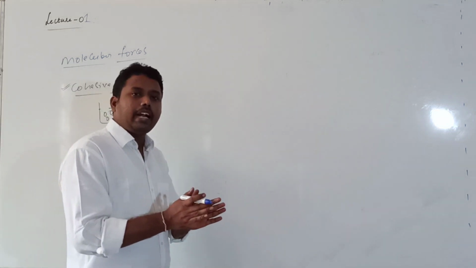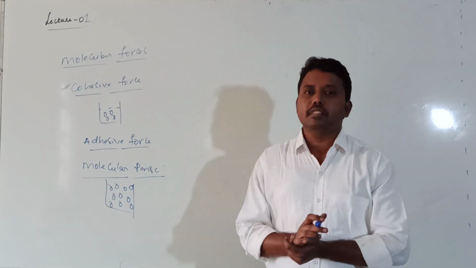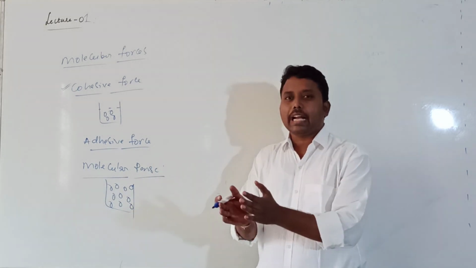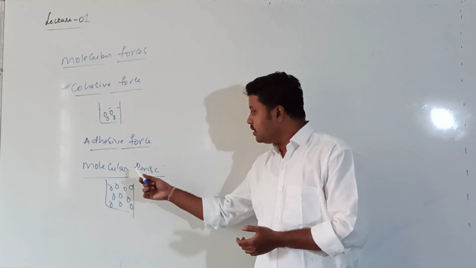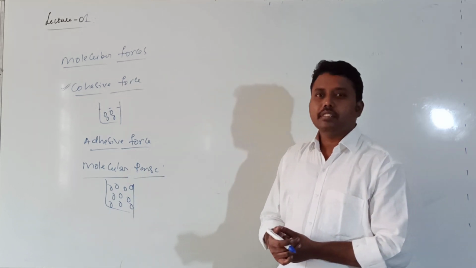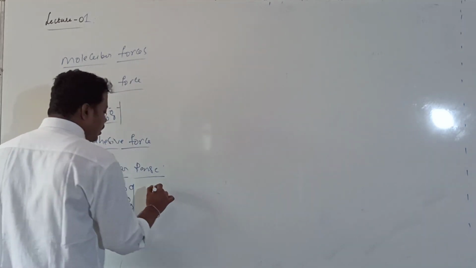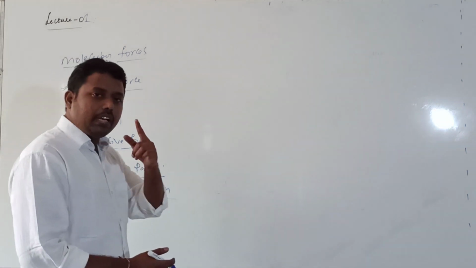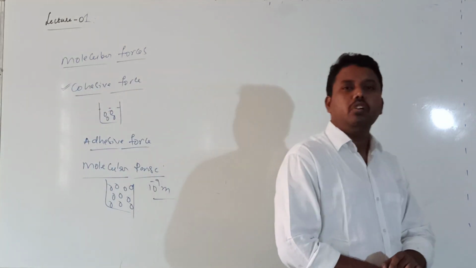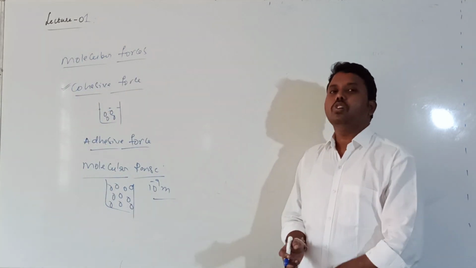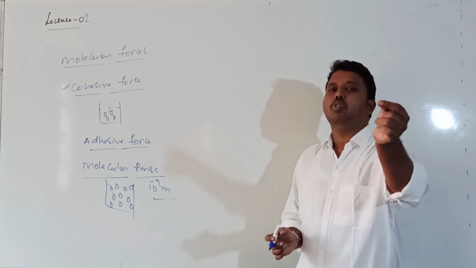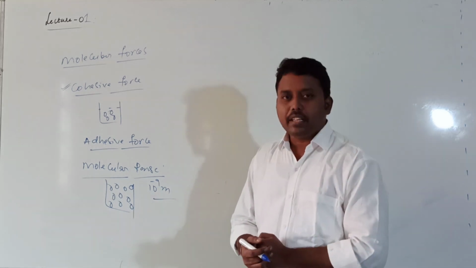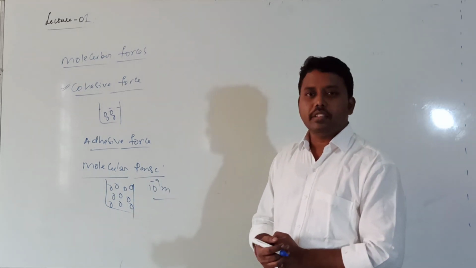In order to interact, there should be a certain minimum distance. That distance up to which one molecule can attract another molecule is called the molecular range. This molecular range is of the order of 10 power minus 9 meters, so that is 1 nanometer. One molecule can interact with another molecule whenever the distance between the centers of the molecules is not more than 10 power minus 9 meters. This range is called the molecular range.